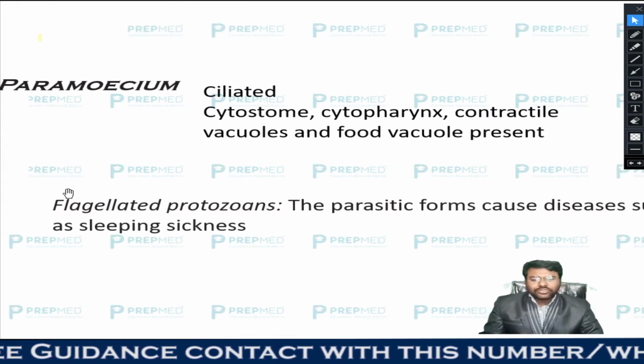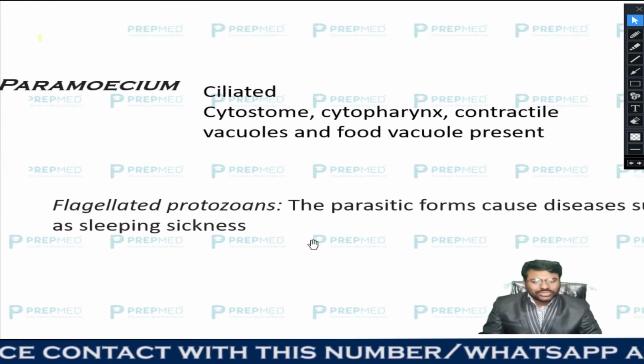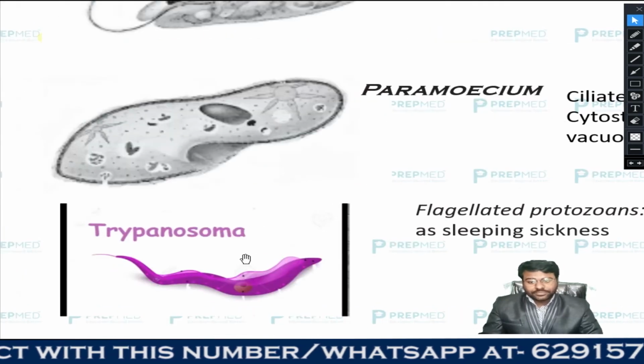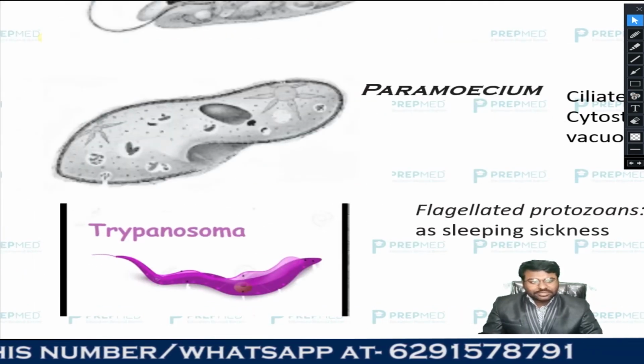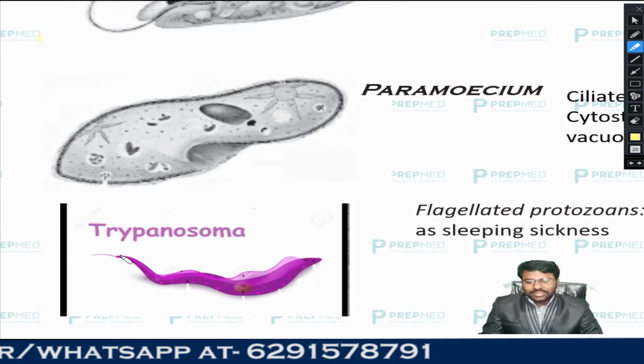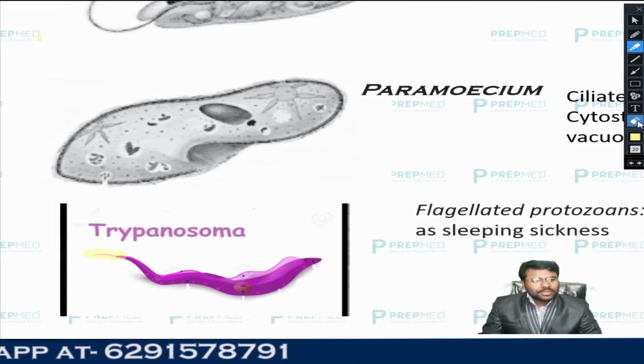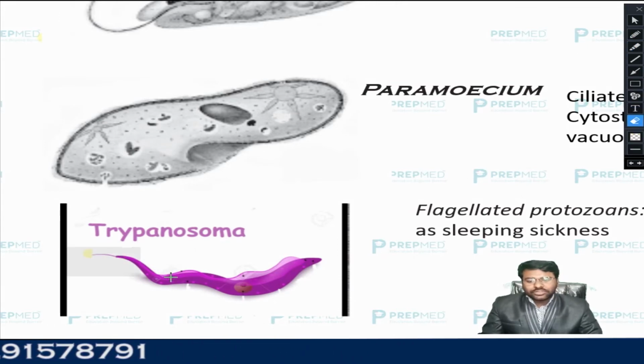And the Trypanosoma is actually a flagellated protozoan. So this is the flagellated one. There is the flagella part. Okay, so this is actually the Trypanosoma.